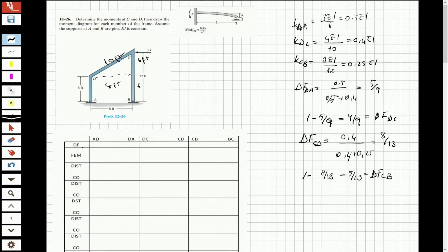And this is 1 because it is a pin. This is also 1. And this is 5 over 9. This is 4 over 9. This is 8 over 13. This is 5 over 13. Okay, now I have written the distribution factors.